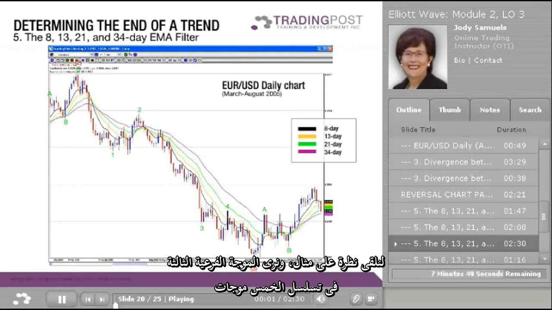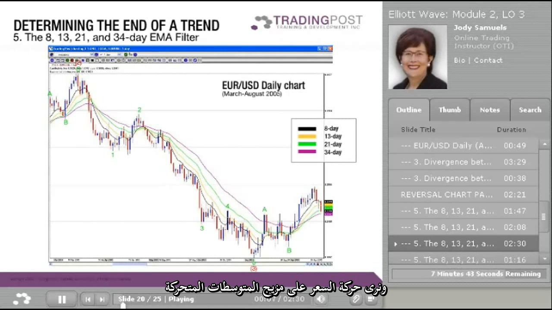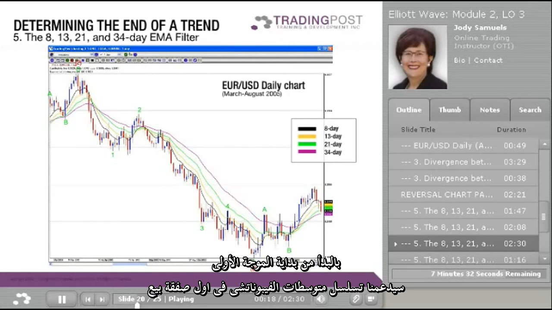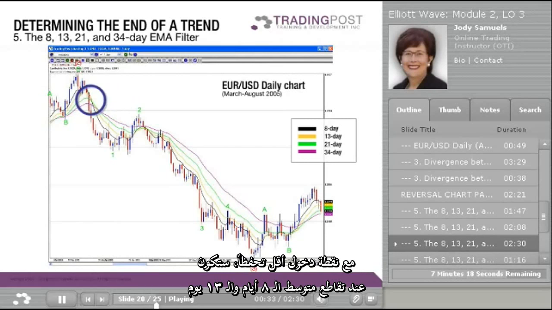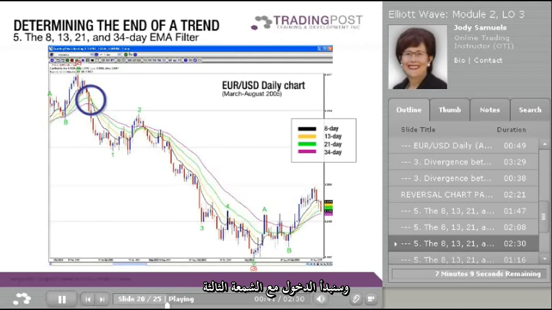Let's take our example and have a look at the subwave 3 of this 5-wave sequence and see how the price action trades with the combination of EMAs. I call the tool the 8, 13, 21, and 34-day Fibonacci EMA filter. Starting at the beginning of wave 1, the Fibonacci filter gets us into our first short position when the 8-day EMA crosses all 3 EMAs. We don't get in at the top, but we get in on the 4th down candle. A less conservative entry would be on the cross of the 8 and 13-day moving averages, as that would get us in on the 3rd down candle.